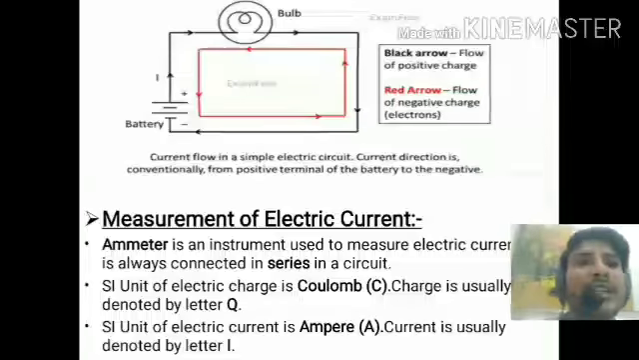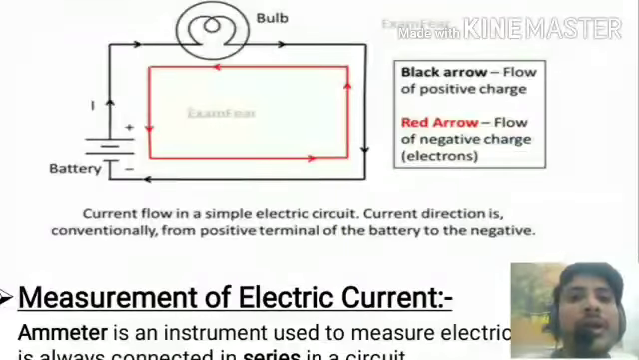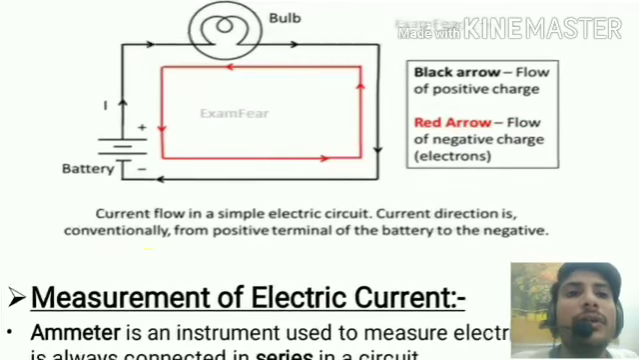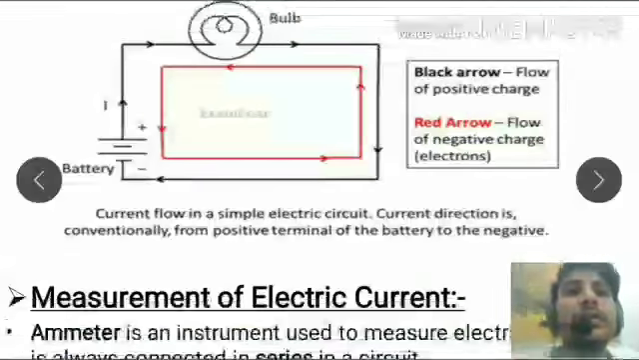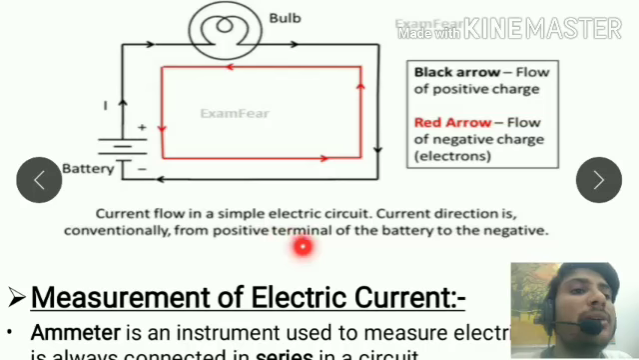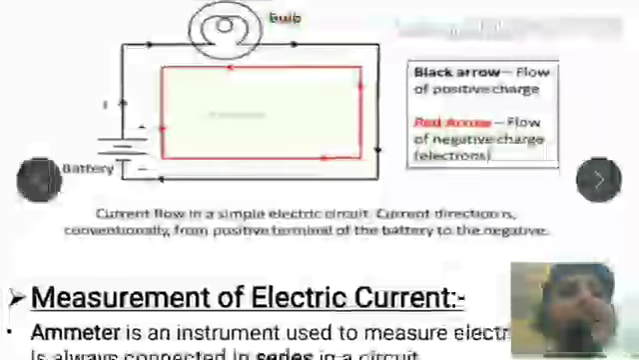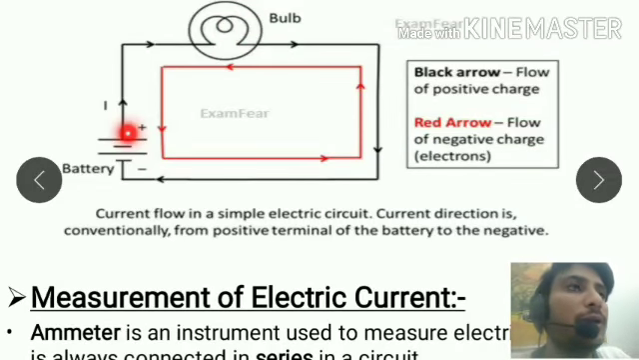Next, this is a circuit diagram. Look at the diagram. Current flows in the simple electric circuit; the current direction is from the positive terminal of the battery to the negative terminal. This is the circuit diagram. This is the bulb. This is the battery. This is the plus part, the positive part of the battery.